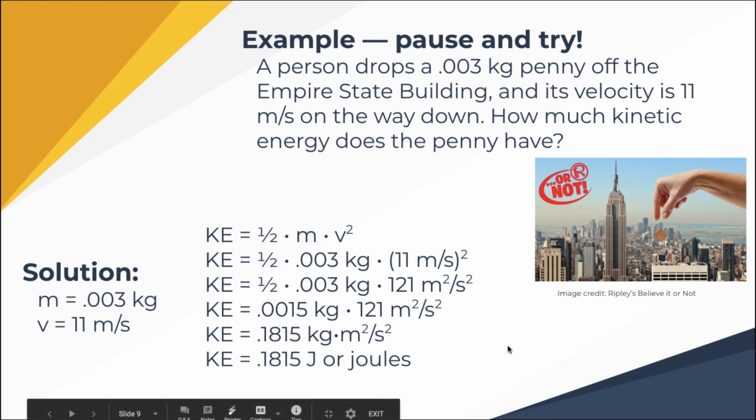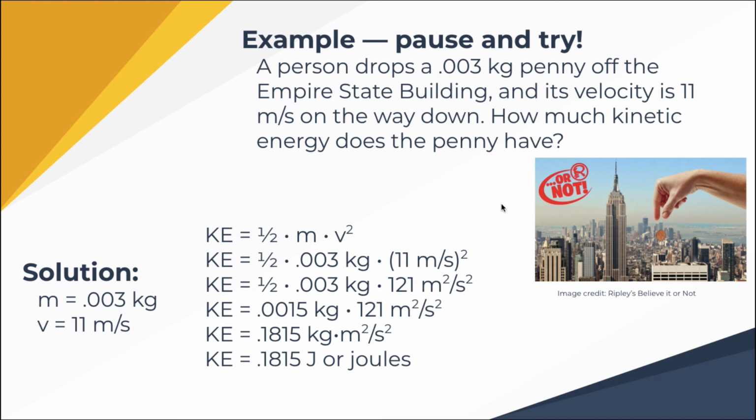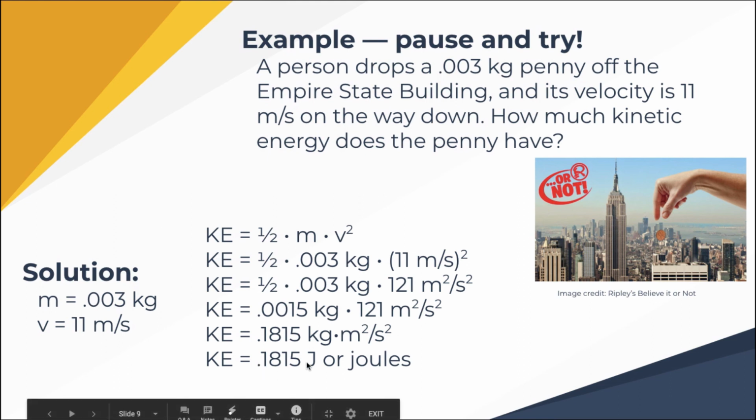So this article was all about how it is a myth that dropping a penny off the Empire State Building could kill someone. And now that we've calculated how much kinetic energy it would have at its terminal velocity, we can see why. It's really not that much energy falling and hitting you. Way less than the peregrine falcon.